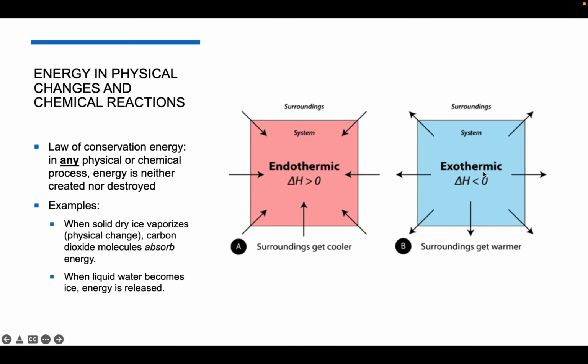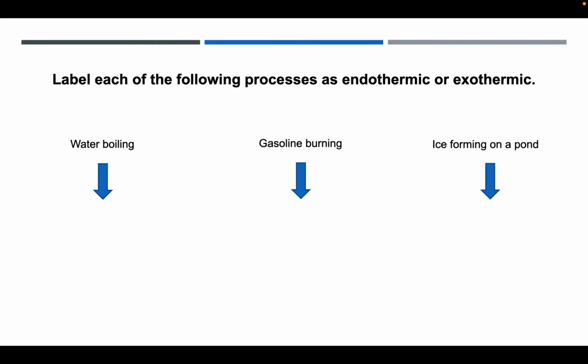Looking at the exothermic example here, in this one, I'm going to be releasing heat out, exiting heat out. So my system is going to get cooler because I'm releasing that heat. So my delta H is going to be less than 0 because I'm getting rid of the heat. Therefore, in consequence, my surroundings are going to get warmer. Some examples are when solid dry ice vaporizes, the carbon dioxide molecules are going to absorb that energy. Another example is when liquid water becomes ice, energy is released. And we'll go over more examples in the next slide.